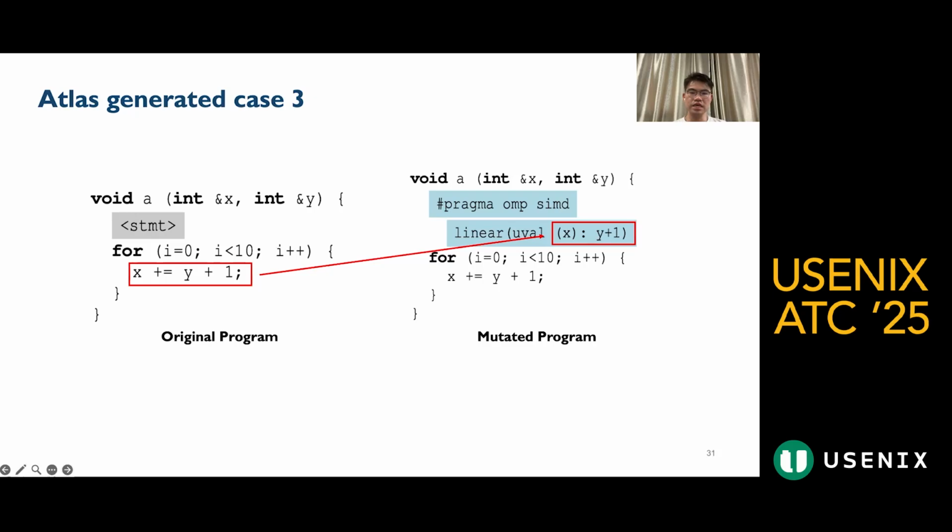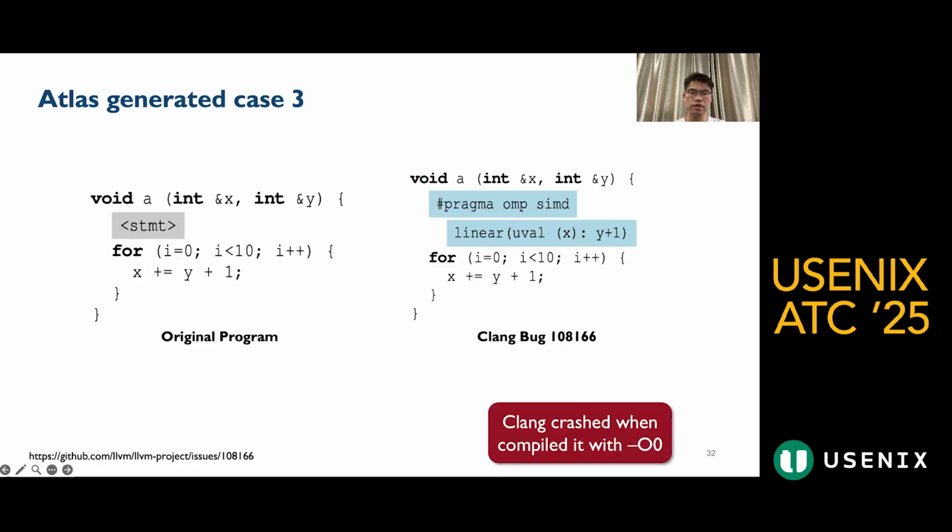Atlas does not just blindly insert an attribute. It actually analyzes the relationships among the local variables inside the loop. Based on this analysis, it constructs a suitable SIMD attribute that fits the specific context of the loop. In this case, compiling the program with Clang using the -O0 option triggered a compiler crash, revealing a bug in Clang.